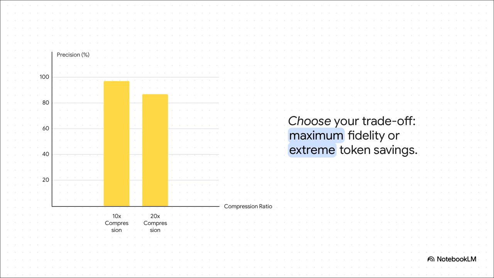You get a choice. You can compress a document by 10 times and get an incredible 97.3% precision. That's what you need for critical stuff like legal contracts or financial reports. But let's say you're just trying to index a massive library of old books and speed is everything. You can crank the compression up to 20 times, take a small hit on precision, and still get really solid results. The power to make that trade-off is in your hands.